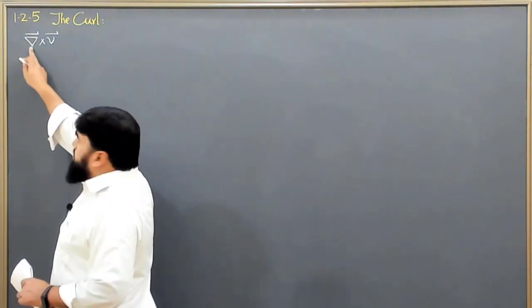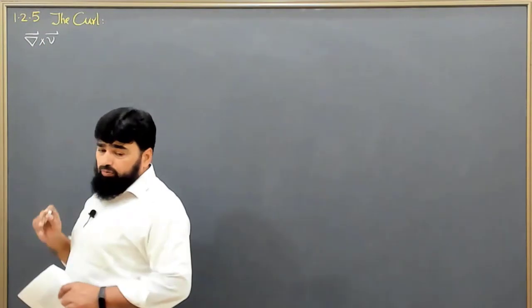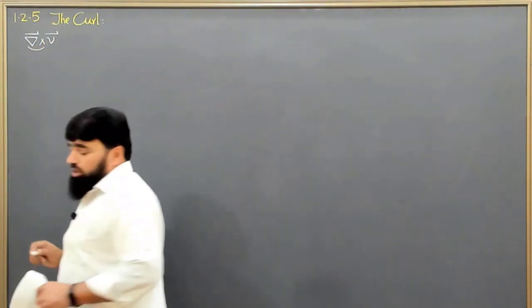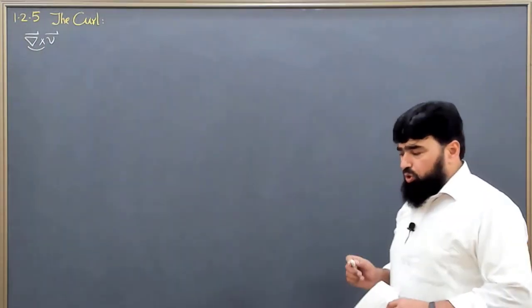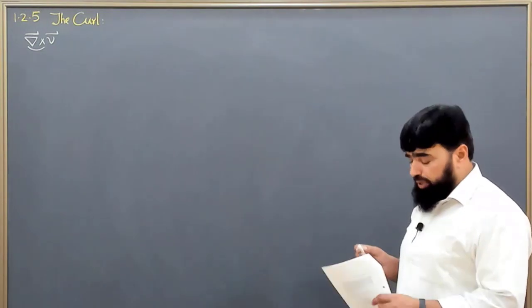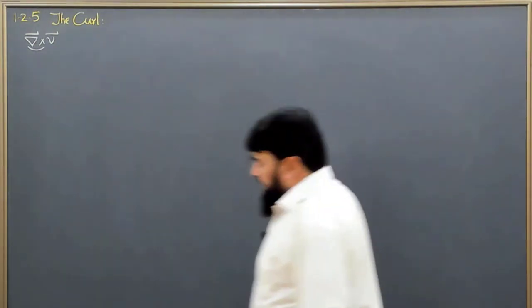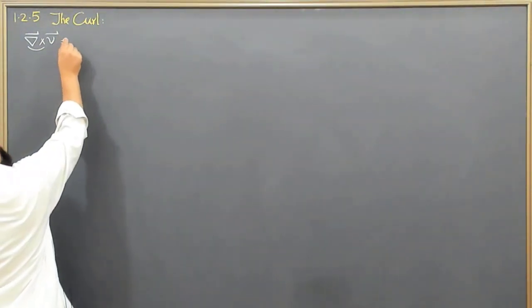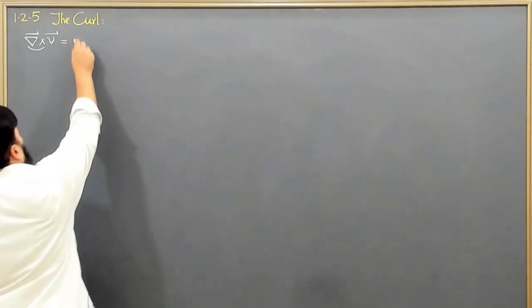This is a del operator and this is the cross product, and we are having vector v, so del and cross together we call curl. It gives us the rotation or the sweeping or the curling of a vector quantity. Now if we are having a vector v such that it is vx, vy and vz, a three-dimensional vector, then the cross product, we know how we will write it.